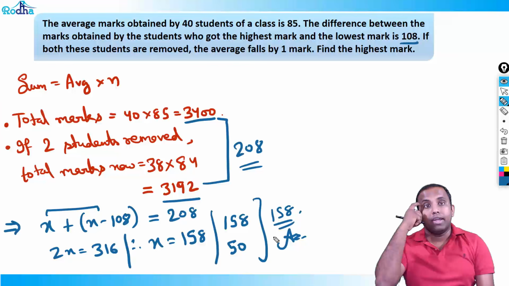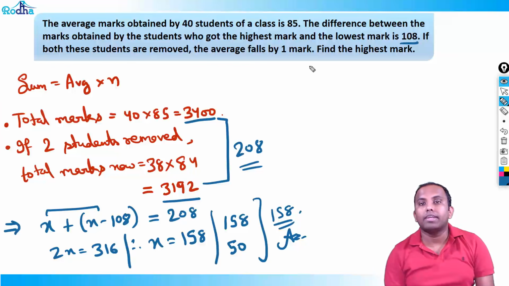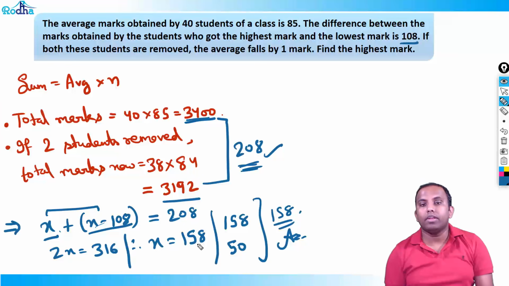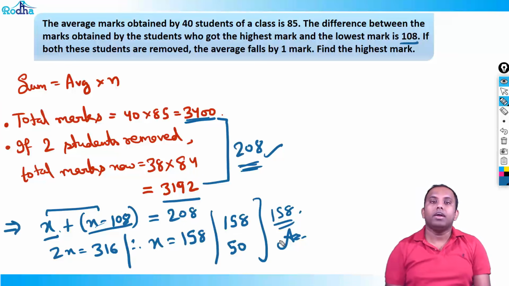The answer is 158, the highest mark. The difference between the marks obtained by the students who got the highest mark and the lowest mark is 108. Including the highest and lowest marks, the total is 3400. Excluding them, 3192. The sum of the highest and lowest marks, that difference, is 208. The difference between the highest and lowest mark is 108. So if the highest mark is x, the lowest mark is x minus 108. The sum of these two is 208, so x is 158. That is the highest mark. This is the answer.